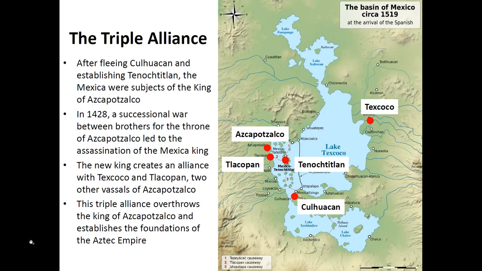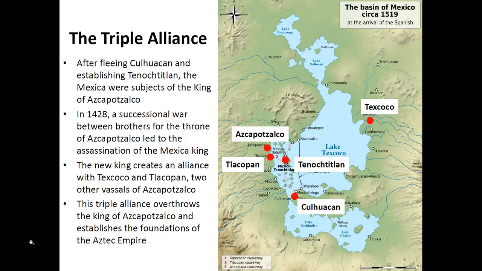After fleeing Culhuacan and establishing Tenochtitlan, the Mexica came to be the subjects of the Texcoco king of Azcapotzalco. In 1428, there was a successional war between brothers for the throne of this city, and this led to the assassination of the Mexica king at the time. He was seen as a rival to one of the brothers and an ally to the other.